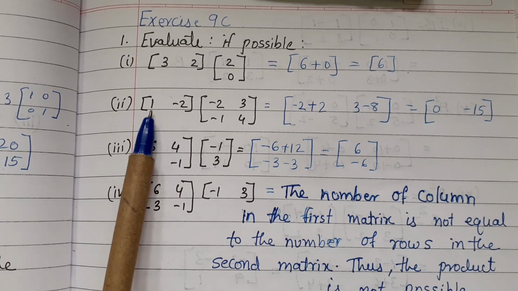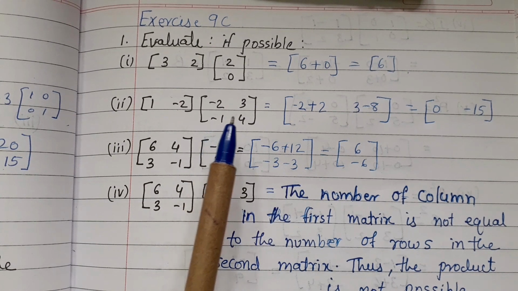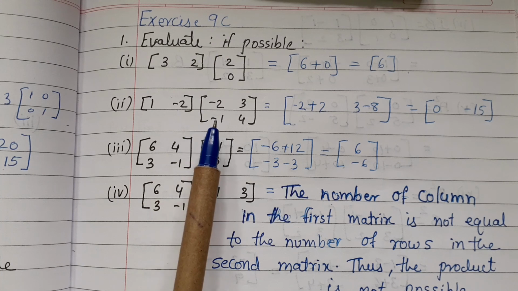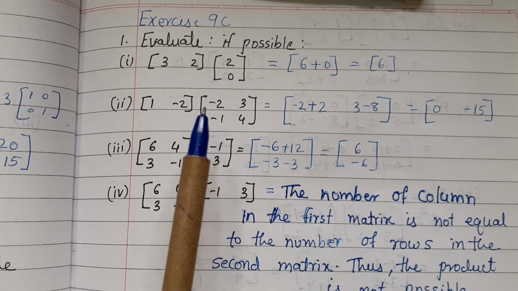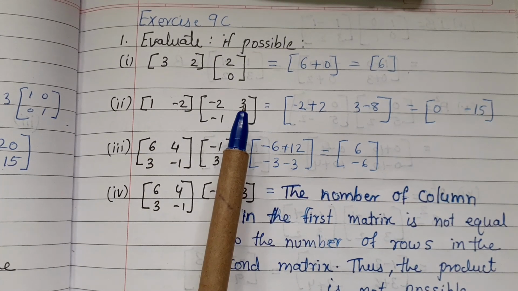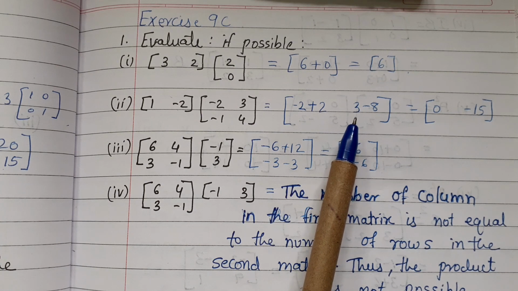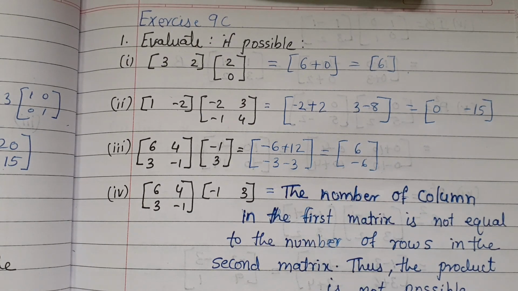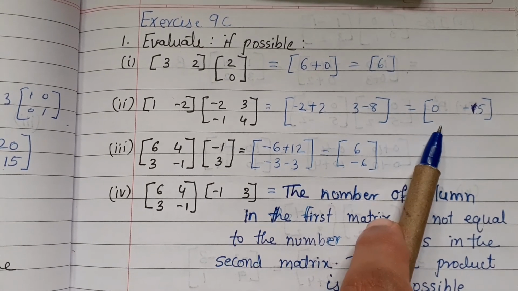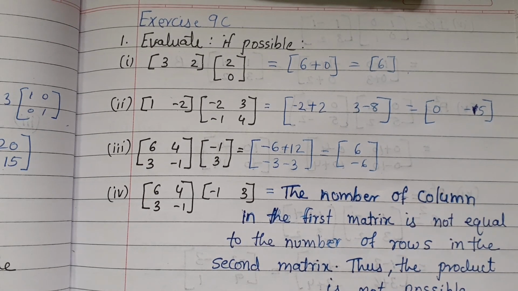Second part, 1 minus 2, minus 2 3, minus 1 4. Minus 2 into plus 2, so minus 2 plus 2. Here 3 minus 8. 3 minus 8 is equal to minus 5. So 2 minus 2 is 0, 3 minus 8 is minus 5, 0 and minus 5.